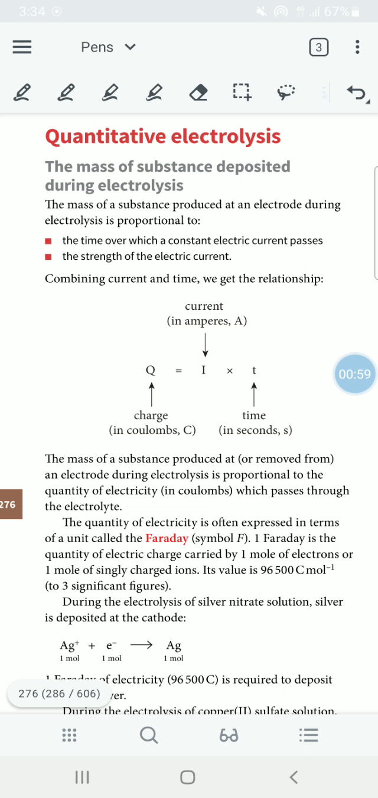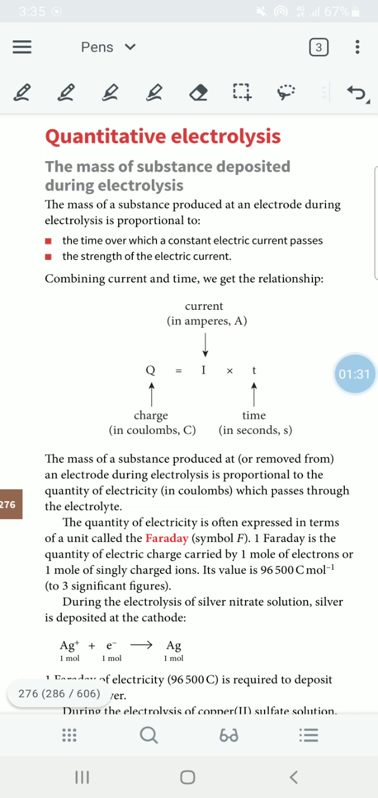So the equation for current and time to get charge in coulombs is Q equals IT: current in amperes, time in seconds, you get the charge. The mass of a substance produced at or removed from an electrode during electrolysis is proportional to the quantity of electricity in coulombs which passes through the electrolyte. Higher is the charge, higher would be the yield, or the amount of substance that is produced.